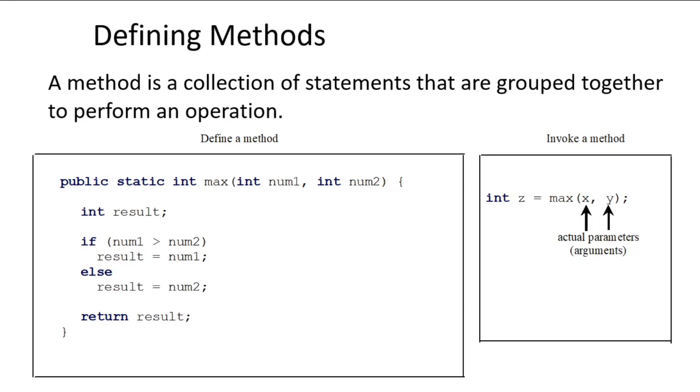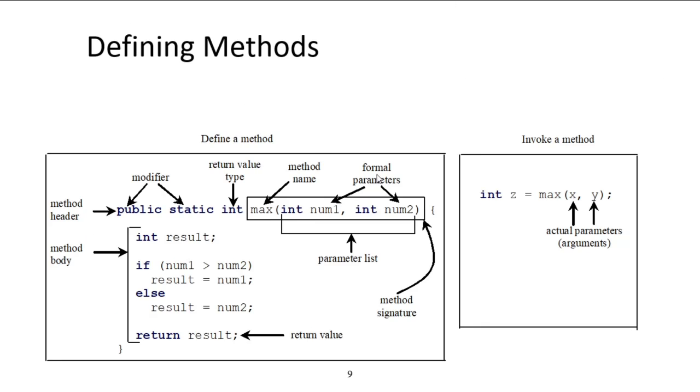How do we define methods? A method is basically a collection of statements that are grouped together to perform an operation. In a slide, you see on the left side a typical method and how you can define it. And on the right side, you see how we can invoke this method or call this method so that there will be some actions. So let's examine each part one by one.